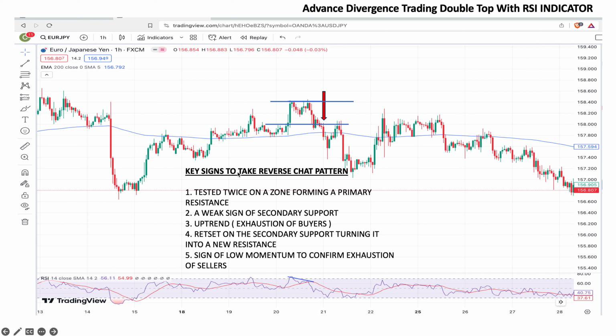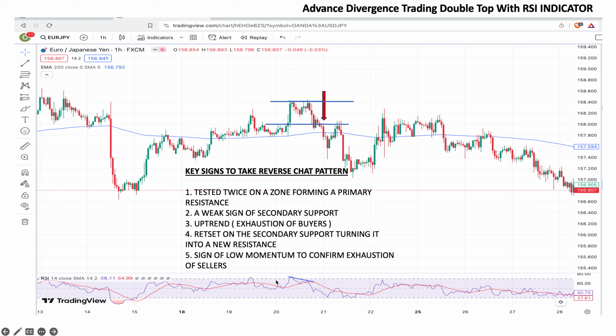So the key signs to take a reversal chart pattern: it has to have tested twice on a zone forming a primary resistance. Secondly, a weak sign of secondary support. Thirdly, it has to be in an uptrend, signaling exhaustion of buyers. And fourthly, it has to retest the secondary support, turning it into a new resistance. And the fifth sign is to show low momentum to confirm exhaustion of buyers.